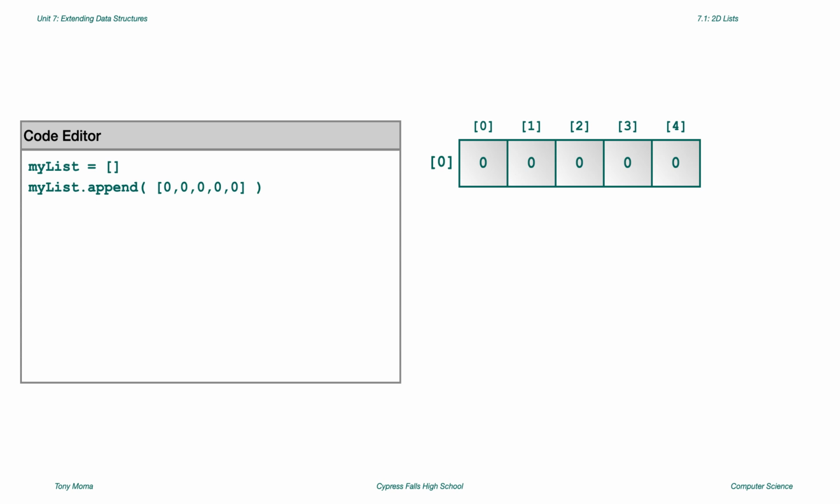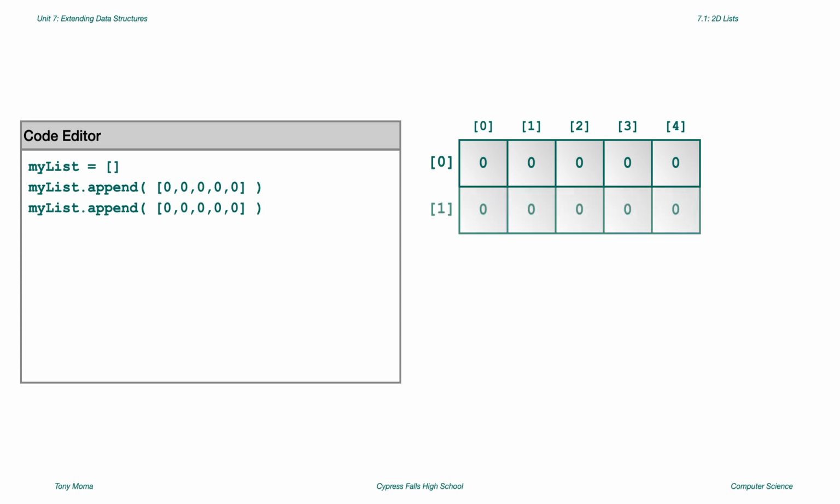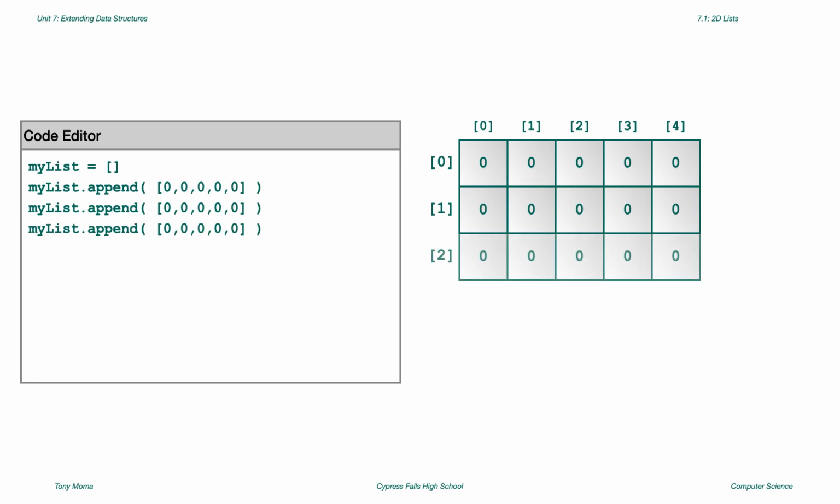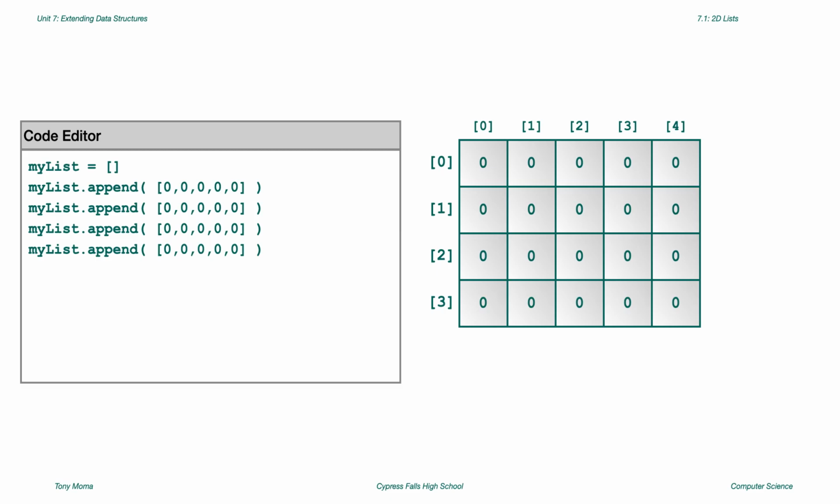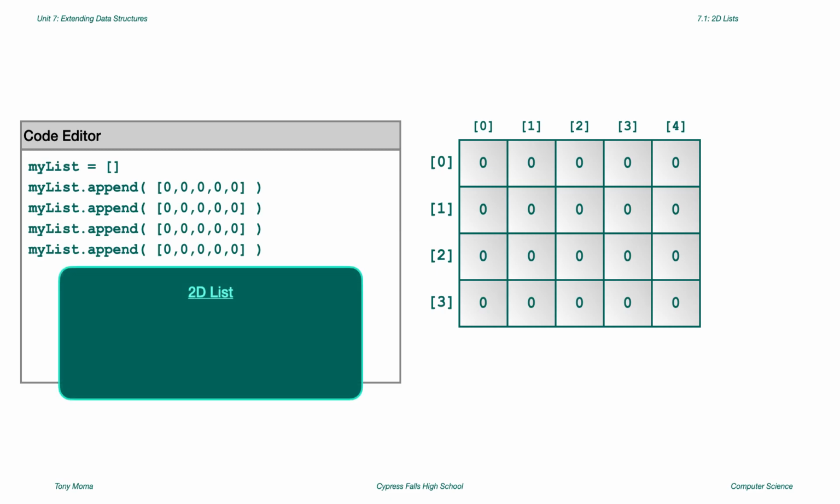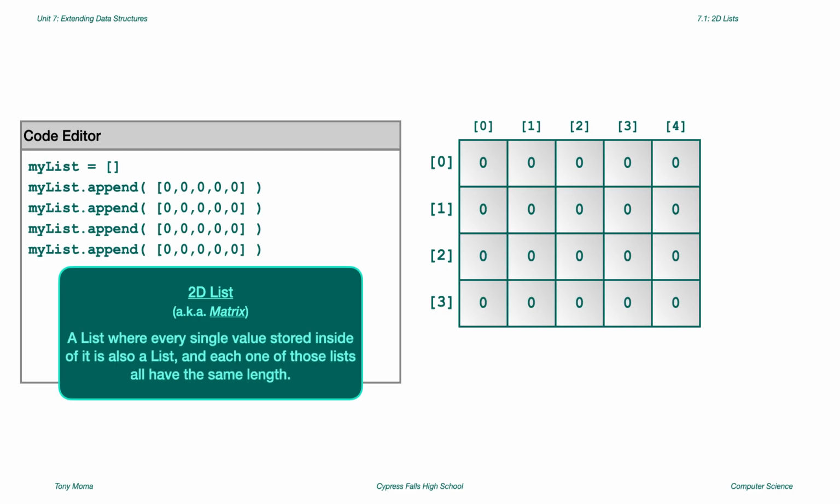Now, suppose I append another list of 5 zeros to it. Then I append a third list of 5 zeros to it, and another list of 5 zeros to it. What we have here is an example of a two-dimensional list, also known as a matrix. A matrix is a list where every single value stored inside of it is also a list, and each one of those lists all have the same length.